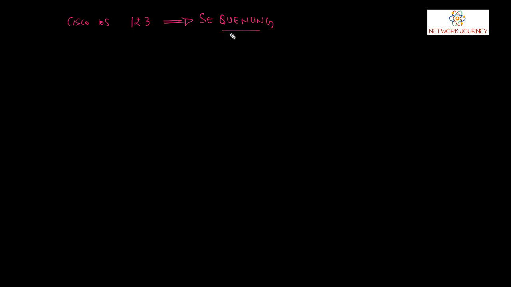In Cisco IOS 12.13 onwards, a concept was released called sequencing. How does sequencing help me? Let's say I'm writing an access list 100, and I want to permit the source 1.1.1.1 to reach 2.2.2.2 on ICMP packets.